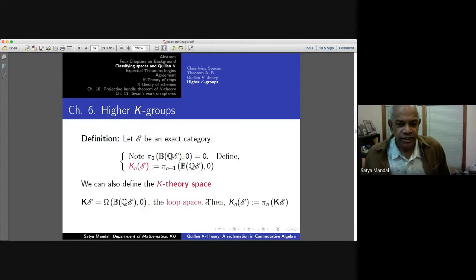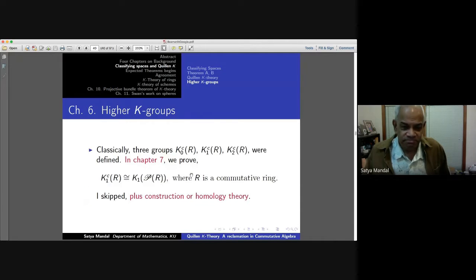Okay, and so I can define higher K groups Kn as pi n plus 1 of the classifying space. Pi 0 is 0 because the classifying space in this case is connected, because there is 0. From 0, you always have a map to any vertex. So anyway, that's my Kn. Okay, of course, K1 of projective modules.